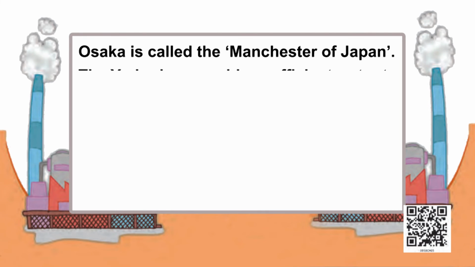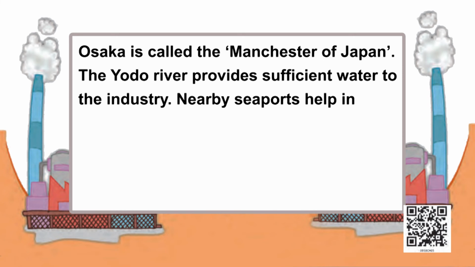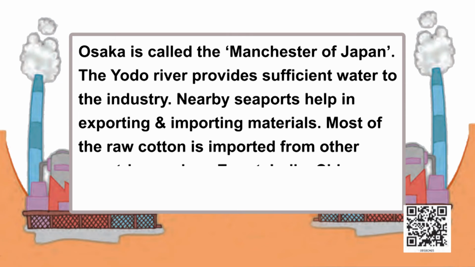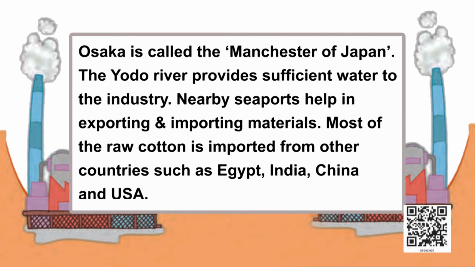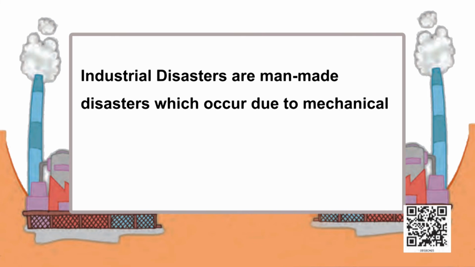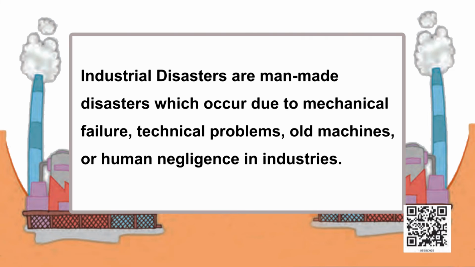Osaka is called the Manchester of Japan. The Yodo River provides sufficient water to the industry. Nearby seaports help in exporting and importing materials. Most of the raw cotton is imported from other countries such as Egypt, India, China and the United States of America. Industrial disasters are man-made disasters which occur due to mechanical failure, technical problems, old machines or human negligence in industries.